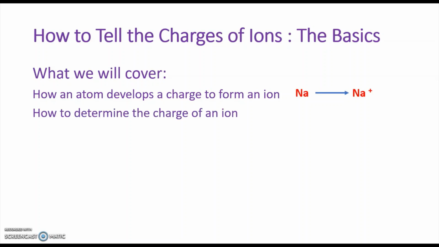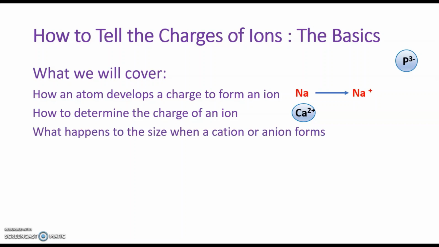How to determine the charge of an ion. You'll notice here that the charge on calcium is +2, whereas on the sodium ion it's +1. Then of course we get some with negative charges, like the phosphide up there, which is -3. What happens to the size when a cation or an anion forms? Also, not incidentally, what a cation and an anion is. What causes ions to form?